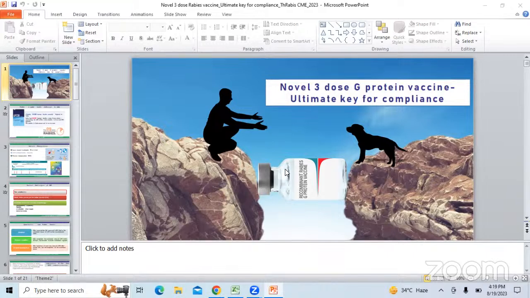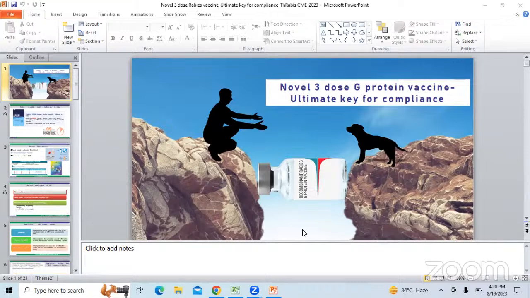Everyone, today we are going to discuss the rabies vaccine, specifically the novel pre-dose G protein vaccine. Before discussing the vaccine, as we all know, rabies is a very fatal disease, and it is preventable if post-exposure prophylaxis is appropriate and timely.